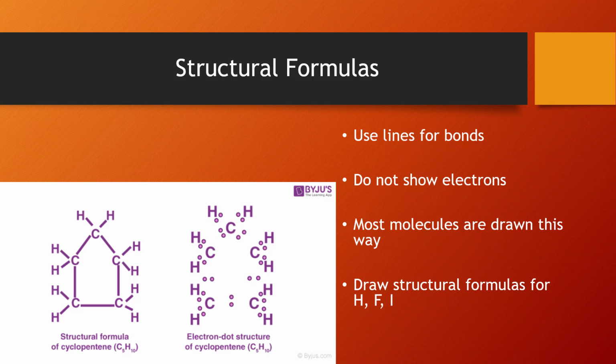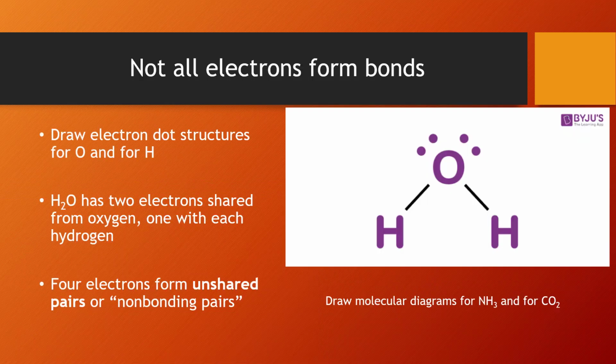Now you can draw the structural formulas for hydrogen, fluorine, and iodine. You have those diatomic molecules. You're going to see that it's just H-H, F-F, and I-I. That's just a simple way of making this look. But not all electrons are going to form bonds.